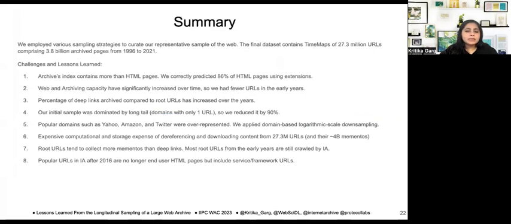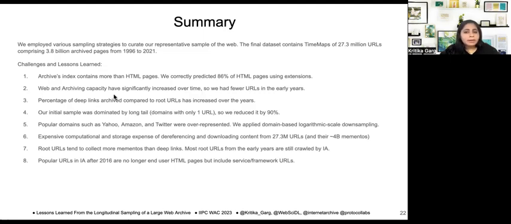To summarize, we employed various sampling strategies to curate our representative sample. The final sample consisted of 27.3 million TimeMaps, comprising almost 4 billion mementos spanning from 1996 to 2021. The challenges and lessons we learned along the way, a few of them, are: archive indexes contain more than HTML pages. We correctly predicted 86% of HTML pages using extension.